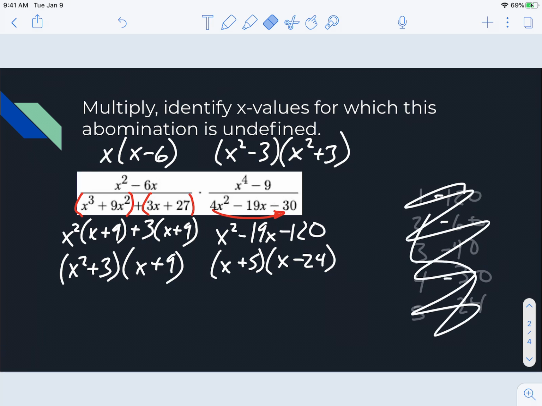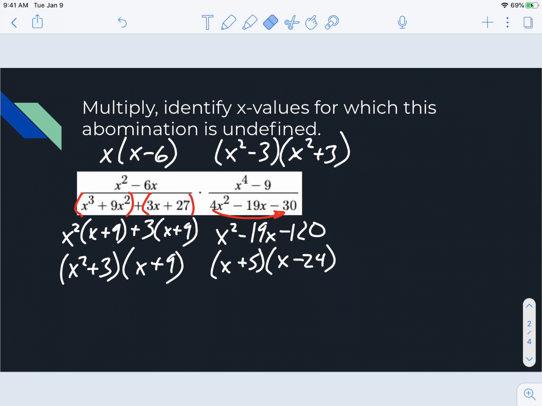Not done yet. Let me get rid of that because I'll need that space. We'll undo our multiplication by dividing by 4. And what we have in the end is 4x plus 5 and x minus 6.